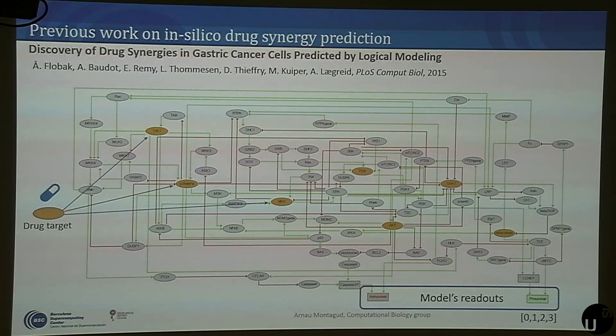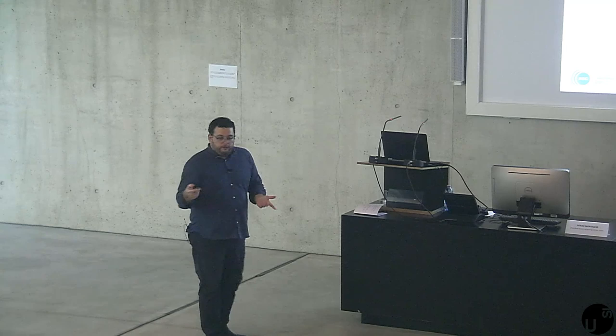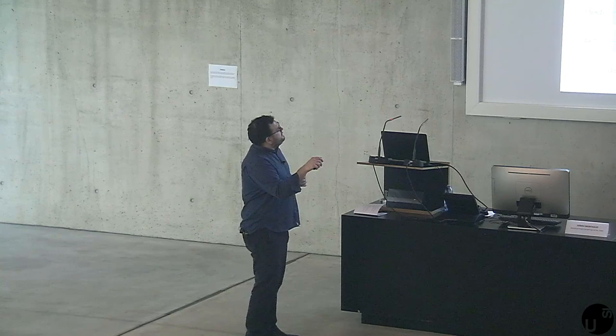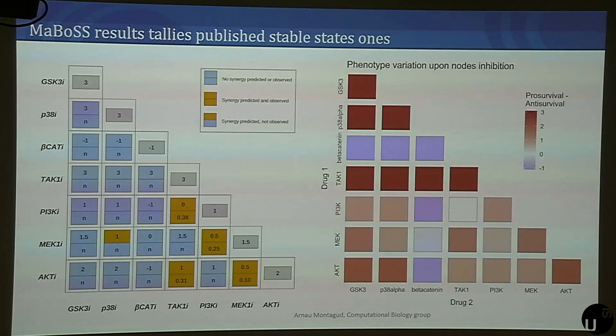In this case, these nodes here are multivalued. So they have 0, 1, 2, 3 values, okay? So this would be logical modeling, but non-Boolean, in the sense that it's not restricted to 0 or 1. What Osmund wanted to see is what happens if I combine different drugs. What is the predicted growth of my model? So here, 3 would be full pro-survival, and -3 would be full anti-survival. So it works with 3, 2, 1, 0, and then -1, -2, and -3.